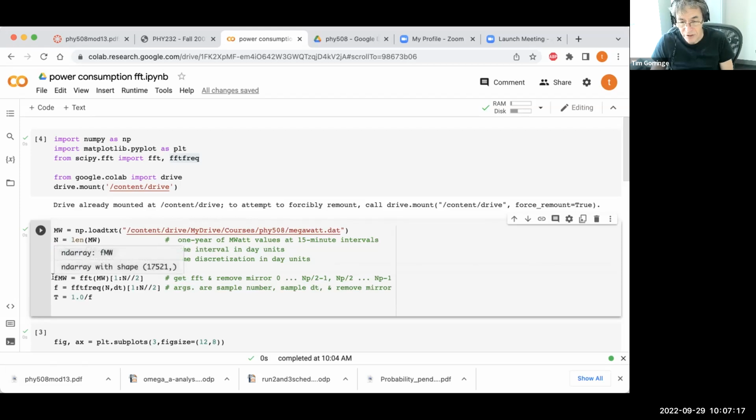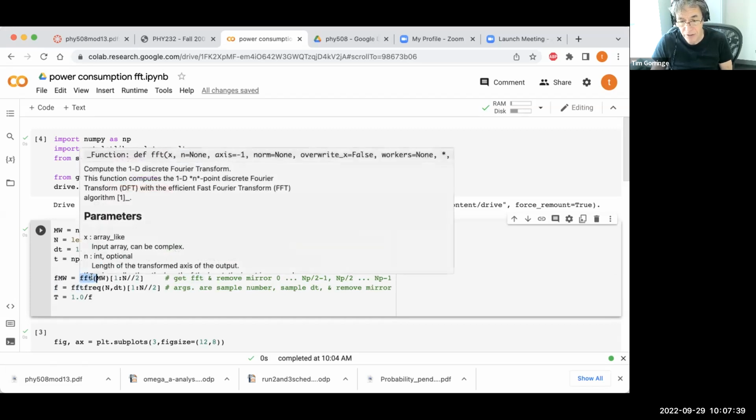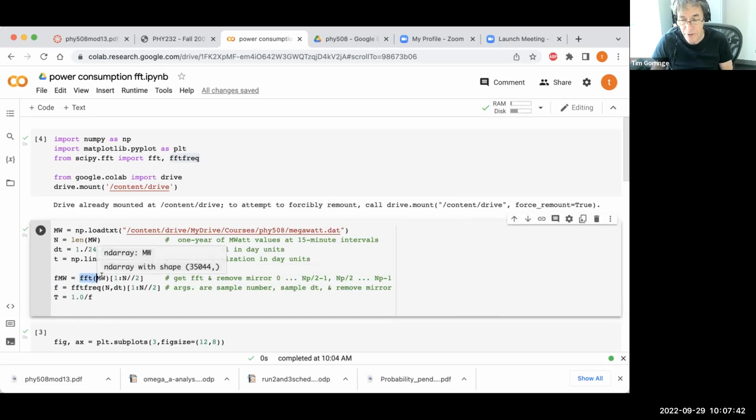And then I've just got these two lines here calling the two SciPy functions to perform the Fourier transform and to define the frequencies of the Fourier transform components. So firstly, here's my call to the function FFT that performs the Fourier transform on the time domain data, that's MW, to create the frequency domain data, that's FMW.